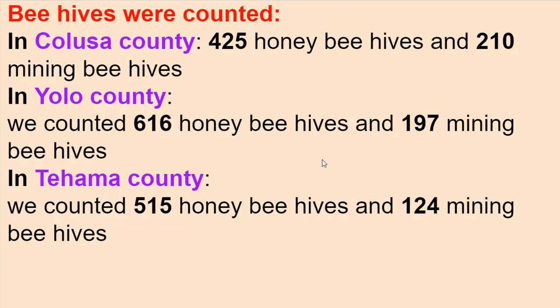Beehives were counted. Colusa County, Yolo County, Tehama County. There were 425 honeybee hives and 210 mining beehives. Oh, those mining bees, they will sting you. Watch out. In Yolo County, we had 616 honeybee hives and 197 mining beehives. Ouch. Tehama County, do you know where that is? It's in Northern California. It's very close to us, Tehama County. 515 beehives, honeybees, and 124 mining hives.